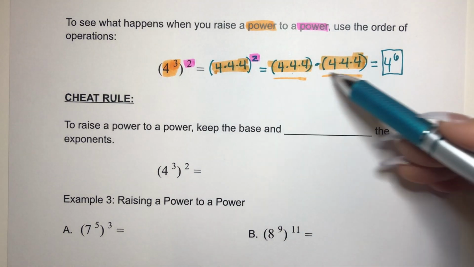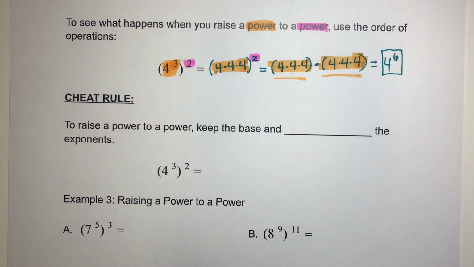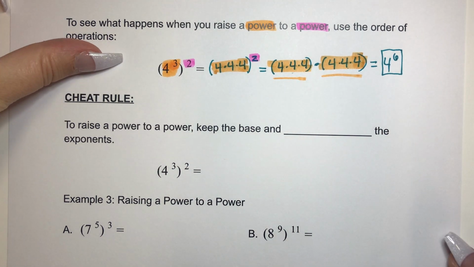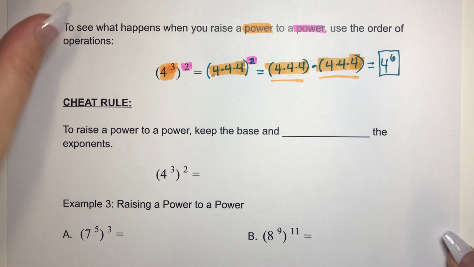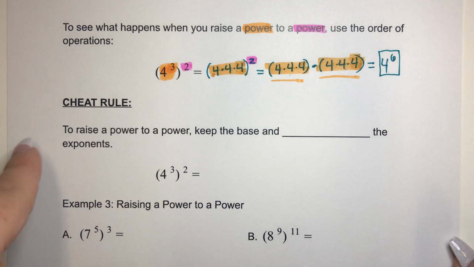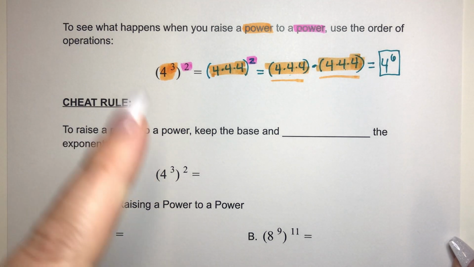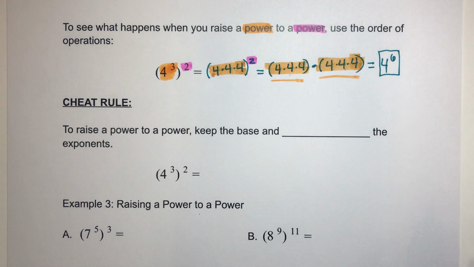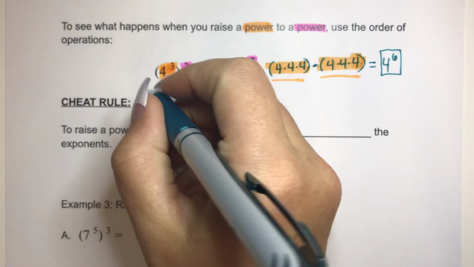Now, I love for you to show all this work. However, just like the other ones, there is the product rule and the quotient rule. Product rule is multiplication, right? Quotient rule is division. A power to a power is the cheat rule called the power rule.